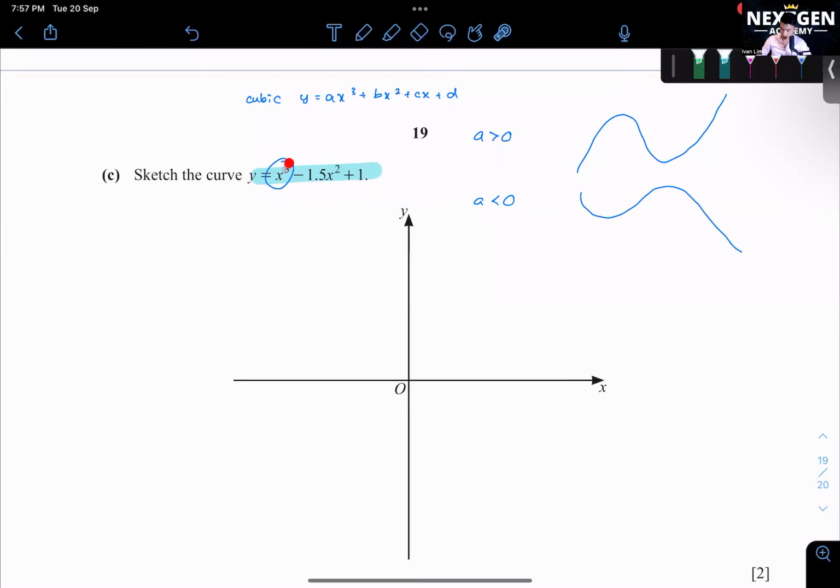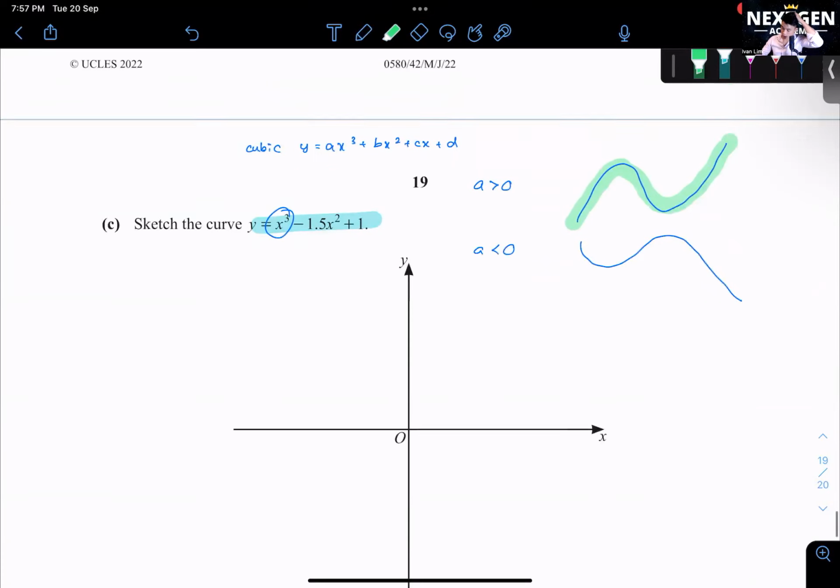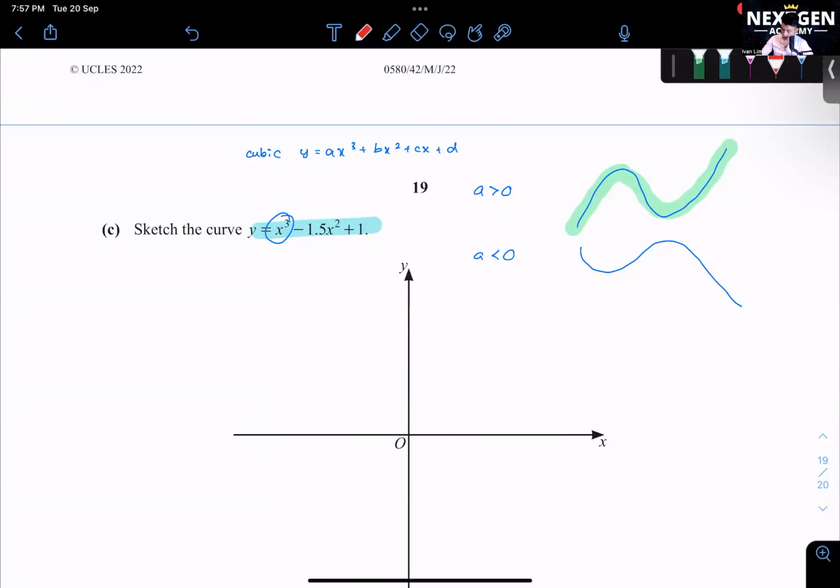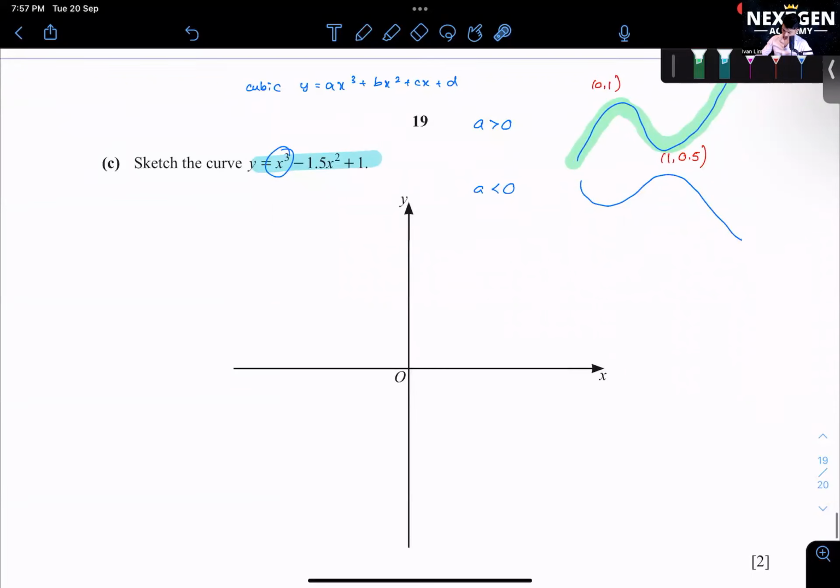Otherwise, you have to remember the shape. Based on this one, your a is positive, so I will follow this graph here. But now how do we roughly sketch it out? Based on the previous question, we get the maximum point and the minimum point. We've calculated that they are (0, 1) and (1, 0.5). You see, both are in the positive region.